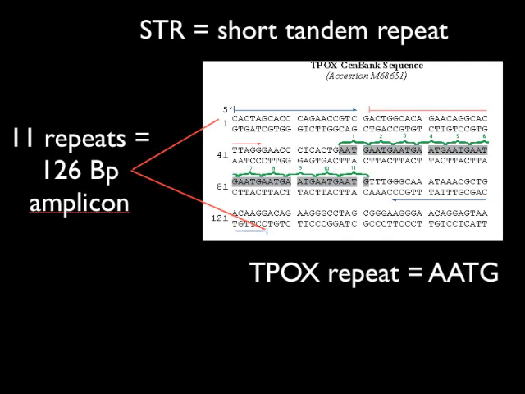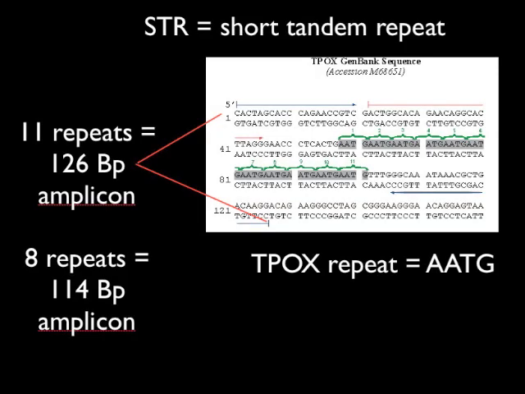For example, the individual shown might have 11 AATG repeats in the TPOX STR on their maternal chromosome 2. This individual might have 8 AATG repeats in the STR on their paternal chromosome 2. With 8 repeats, the amplicon is 12 bases shorter. 3 repeats of 4 bases yields a difference of 12 bases, or 114 base pairs long.